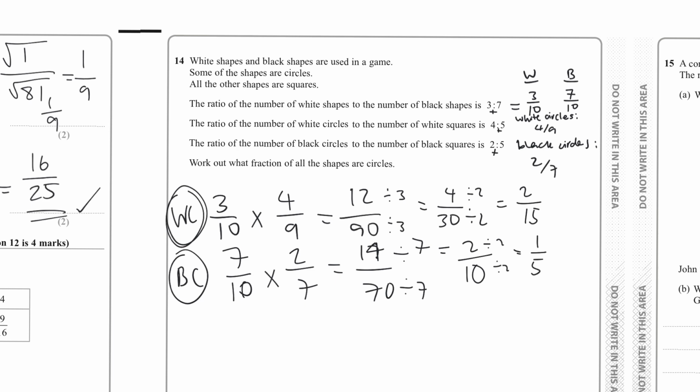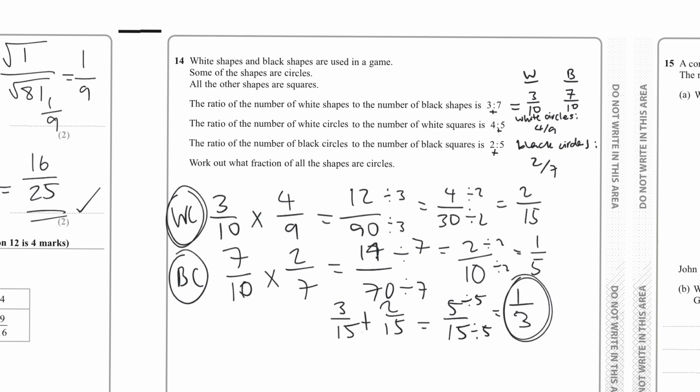Okay, and then the last bit, but not least, we need to add those together, because that's going to find out the fraction of all the circles together. So remember, when we're adding fractions, we want the denominators to be the same. So we're going to change the 1/5 to have the denominator of 15. So times both the top and the bottom by 3, we end up with 3 over 15. Add them together, we get 5 over 15. Divide both the top and the bottom by 5. We are left with 1 over 3, aka a third. And that is our final answer.